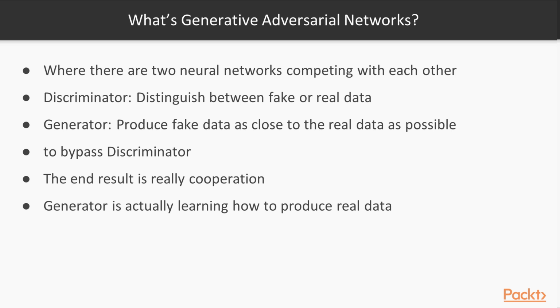And the end result is really cooperation, and this might seem counterintuitive, but the generator is actually learning how to produce real data because it gets its feedback from the discriminator. Those networks are called generative adversarial networks, but the result is that everyone pretty much benefits from this arrangement.